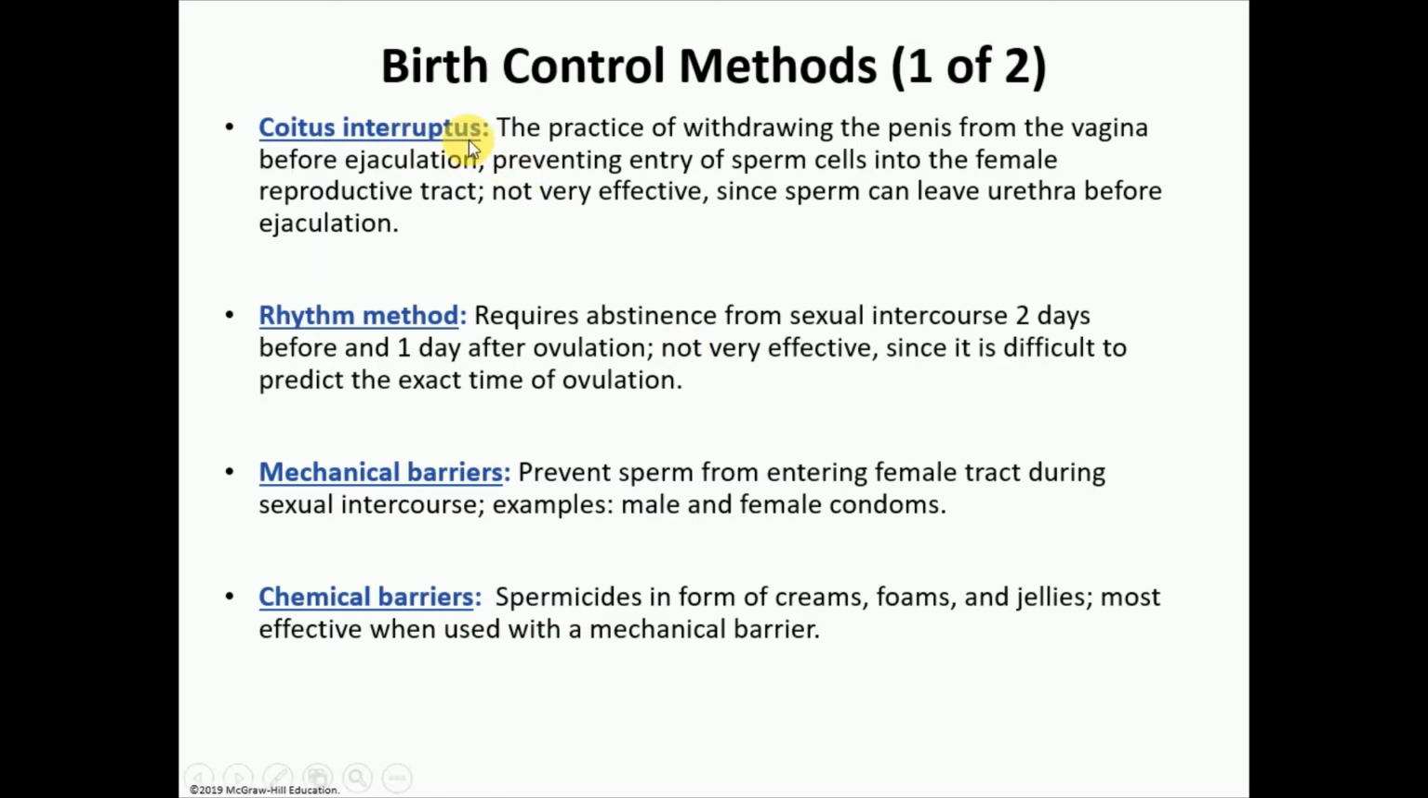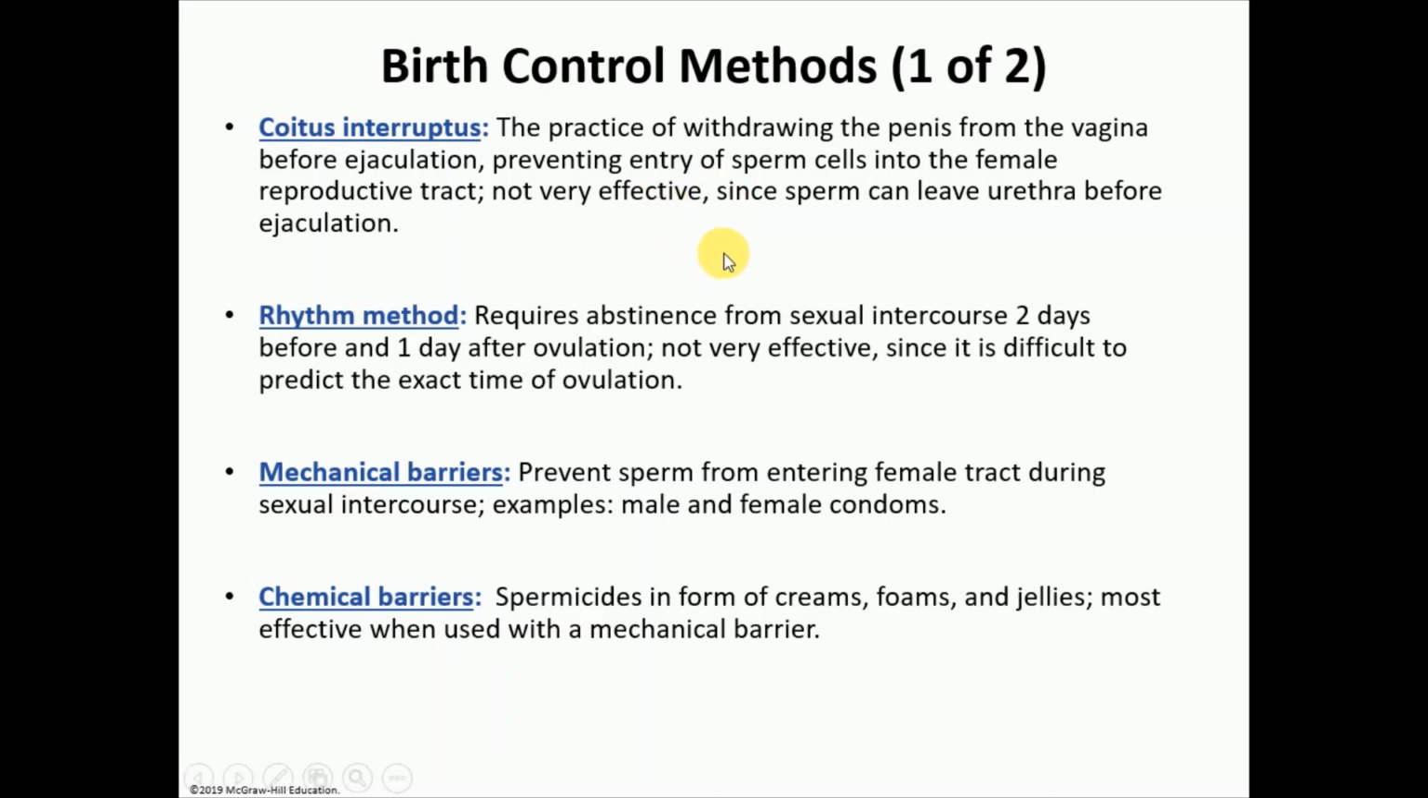So there's coitus interruptus, which is the practice of withdrawing the penis from the vagina before ejaculation. The thought is that by withdrawing before ejaculation occurs, the sperm are not going to reach the eggs and fertilize them. The problem is that it is usually not an effective way. Couples sometimes have a problem doing this.